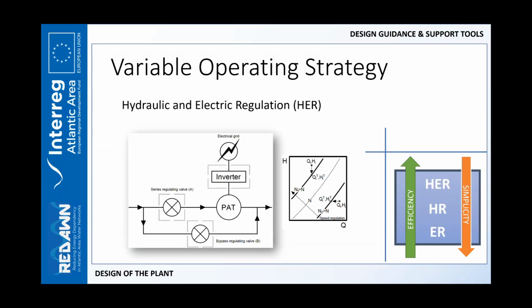So the variable operating strategy is basically a strategy that allows us to select the best machine that ensures the best efficiency or the best reliability or the best effectiveness of the plant. As you can see in this small scheme, of course, the more the possibility of regulation, the more the efficiency of the plant. While, for example, in the case of electric regulation, the regulation is simpler and probably the plant is the cheapest one, but of course the efficiency is the lowest one.